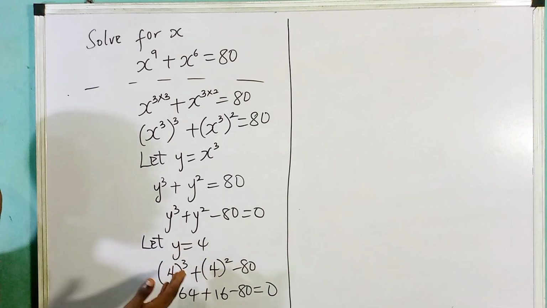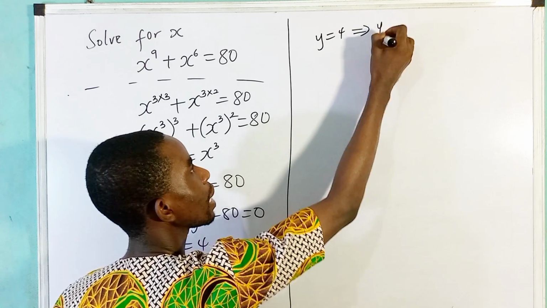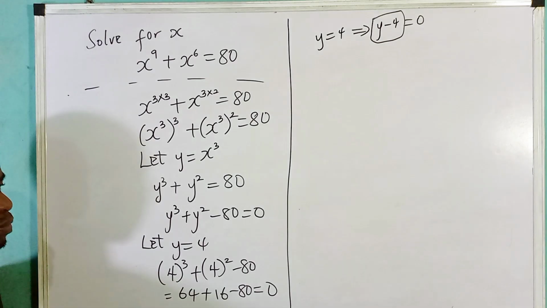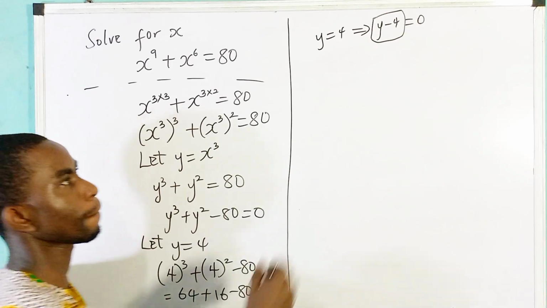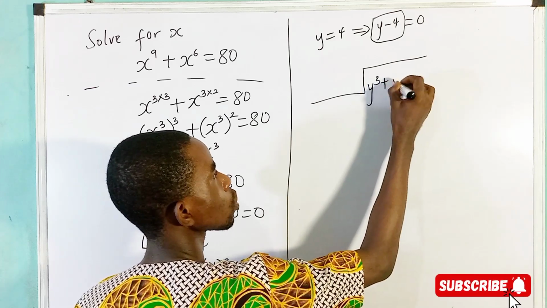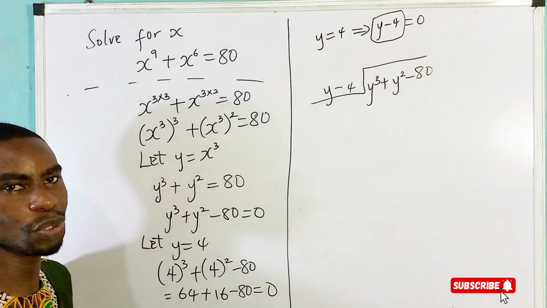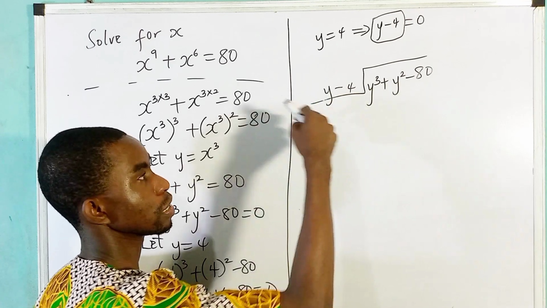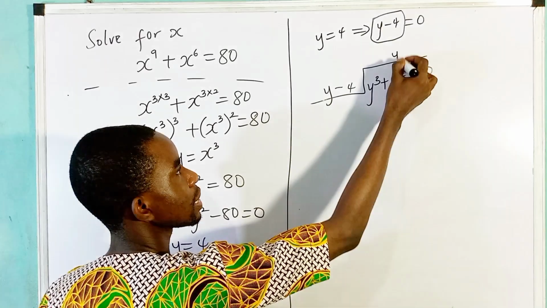Alright, so now I can say if y equals 4, then it means that y minus 4 equals 0. I'll be making use of this to divide this polynomial to get the other solutions for y. So we have y cubed plus y squared minus 80, and then we are dividing by y minus 4. That's what we call long division. So let's move quickly. y cubed divided by y is going to be y squared. It means that you are reducing one power of y. So y squared, I'm going to write it here.